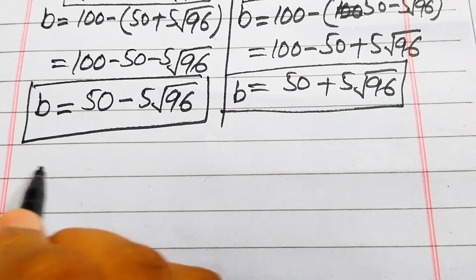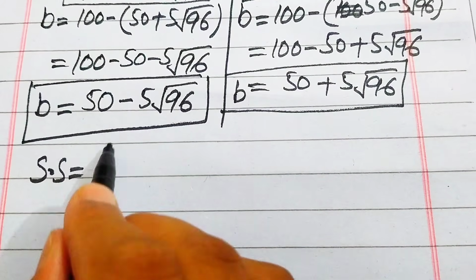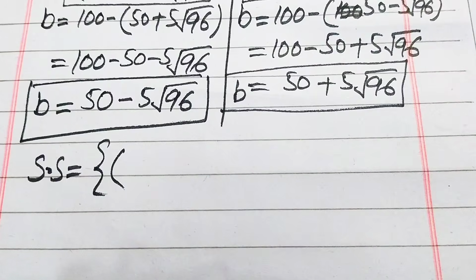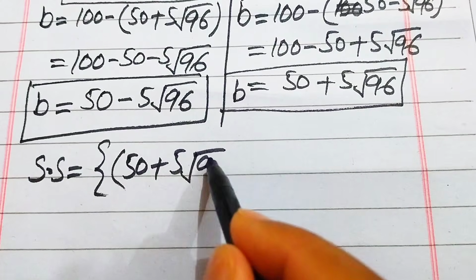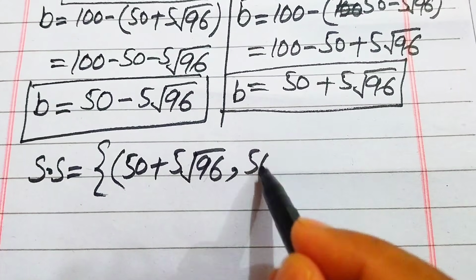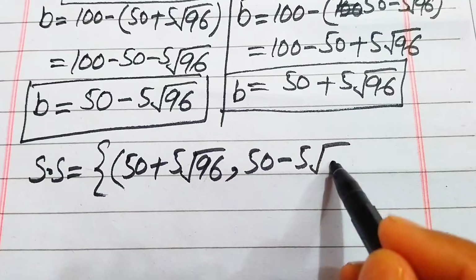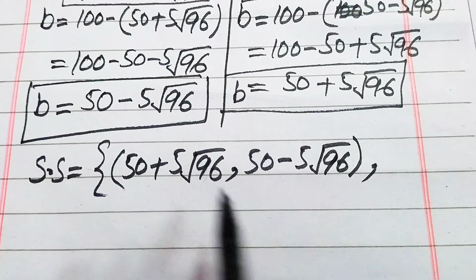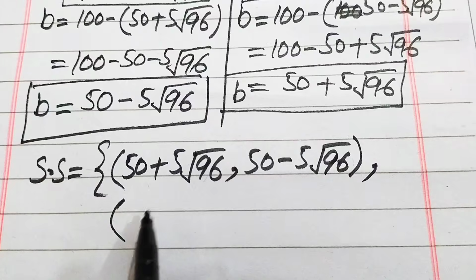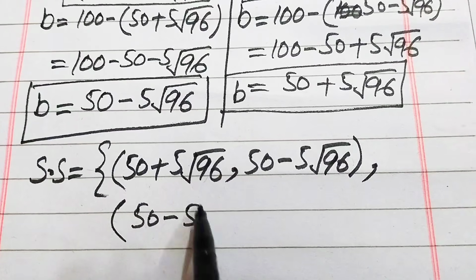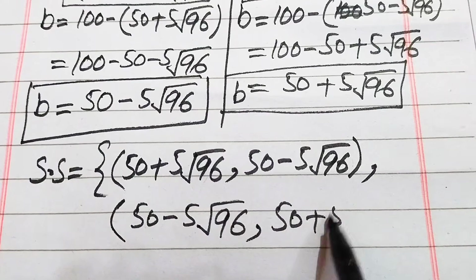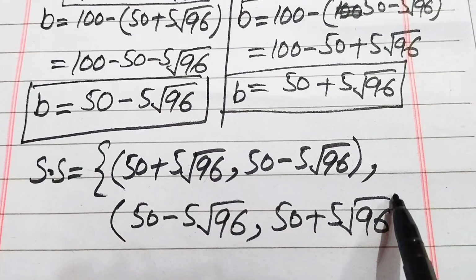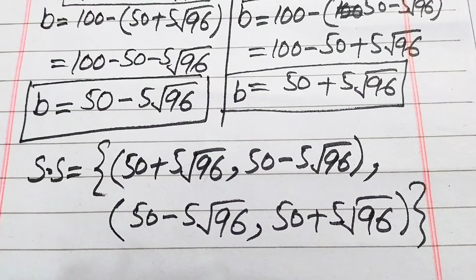So the final solution set of this problem is: there are two ordered pairs of solutions. The first pair of solution is 50 plus 5 times the square root of 96, and the second one is 50 minus 5 times the square root of 96. And the second pair of solution is 50 minus 5 times the square root of 96, and 50 plus 5 times the square root of 96. This is our final answer of this question.